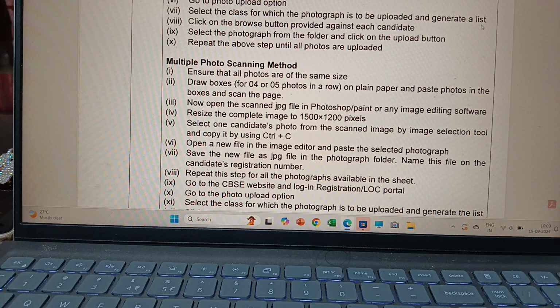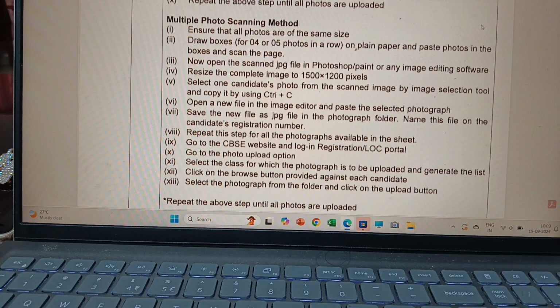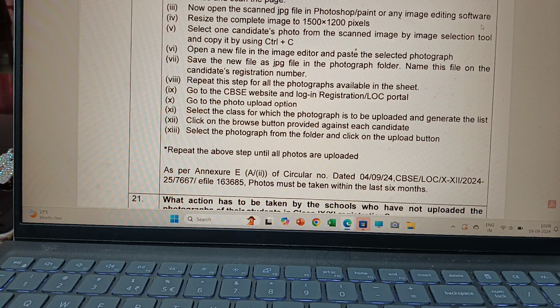Go to the CBSE website and log in to the registration or LOC portal. Go to the photo upload option. Select the class for which the photograph is to be uploaded and generate the list. Click on the Browse button provided against each candidate. Select the photograph from the folder and click on the Upload button. Repeat the above step until all photos are uploaded.